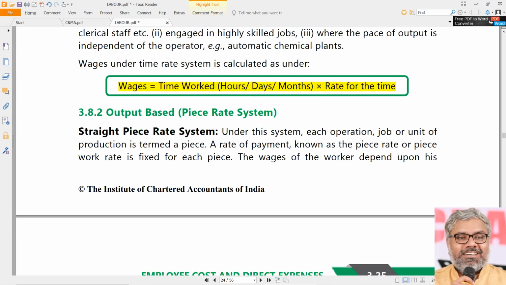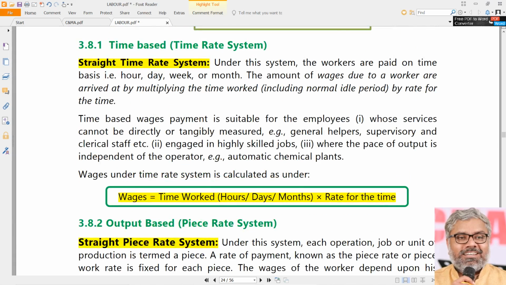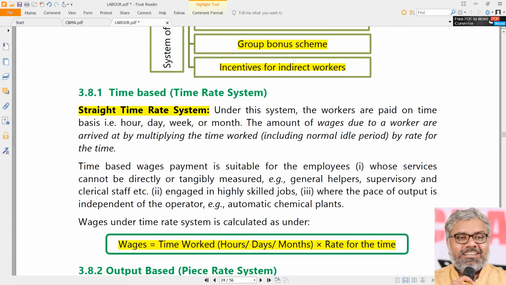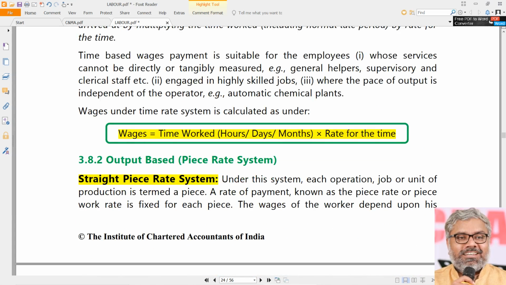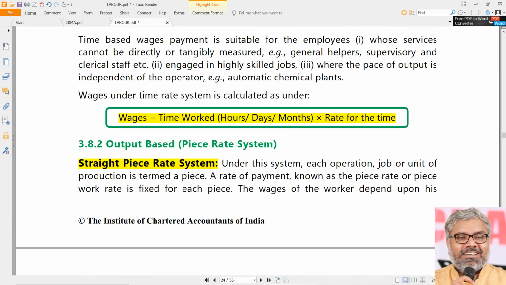Then coming to piece rate system, we can call it straight piece rate system. Where we are calling it straight is we are not considering any other factors. Directly, simple calculation we are doing here. In case of time rate system, we multiplied, let us stick to hours. Every time we don't have to tell days, months also. We have to understand, always it is possible. So number of hours worked multiplied with rate per hour. That's how time wages will be calculated.